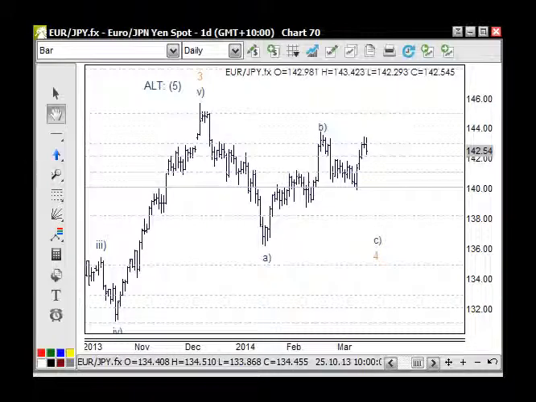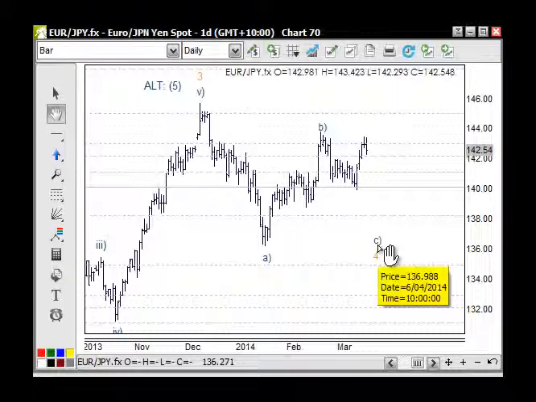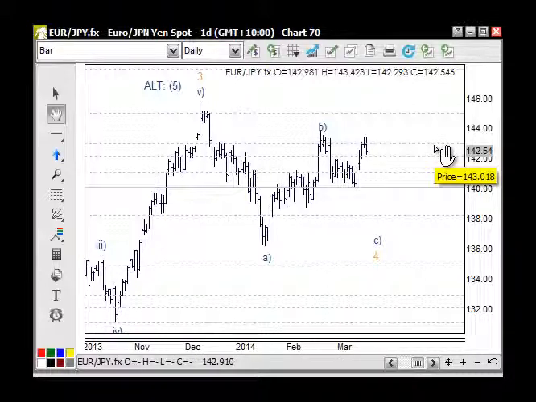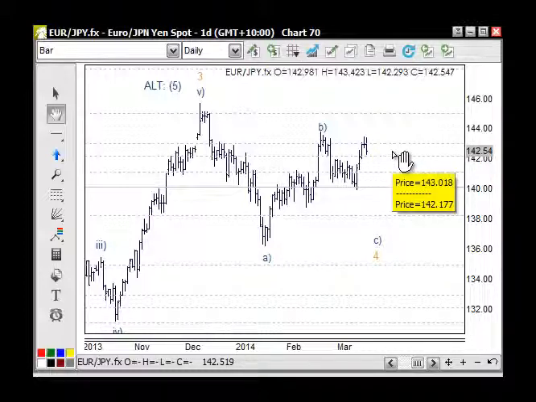The euro yen, this particular move up through here with the old highs here is also overbought as well. So there's more corrective activity to come here on that. We'll drill into that in a moment.